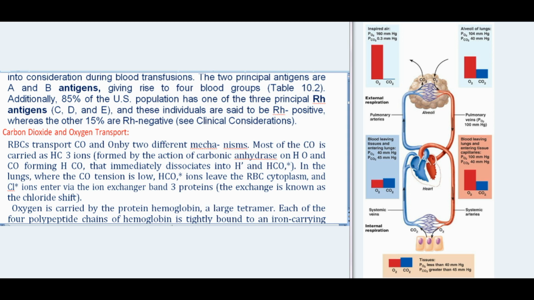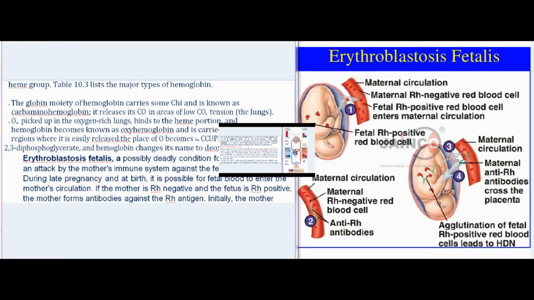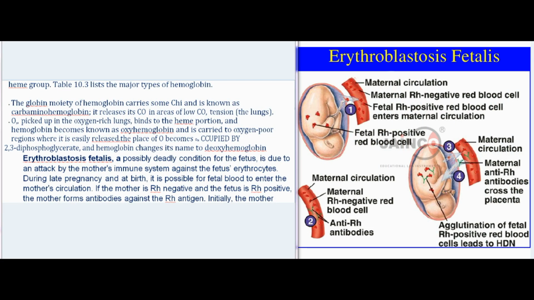Oxygen is carried by the protein hemoglobin, a large tetramer. Each of the 4 polypeptide chains of hemoglobin is tightly bound to an iron-carrying heme group. Table 10.3 lists the major types of hemoglobin. The globin moiety of hemoglobin carries some CO2 and is known as carbaminohemoglobin. It releases its CO2 in areas of low CO2 tension, the lungs.